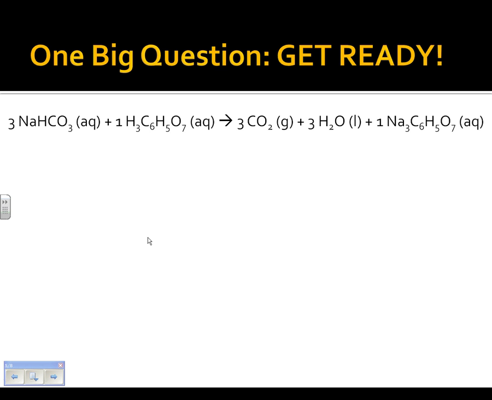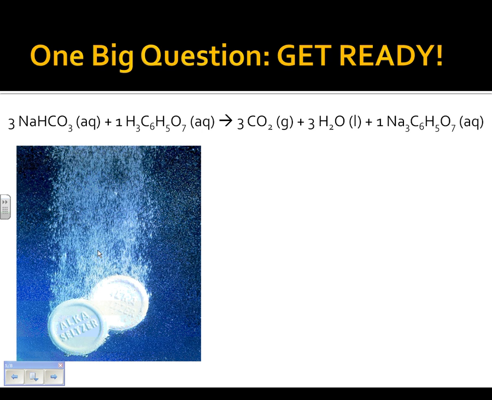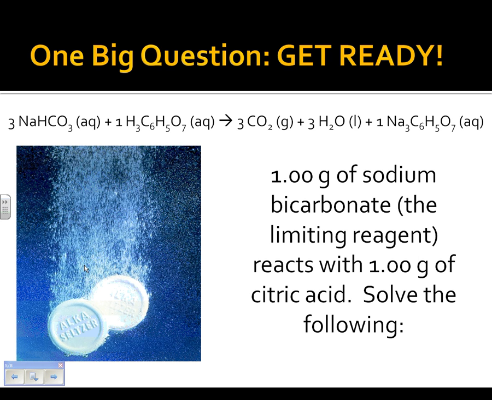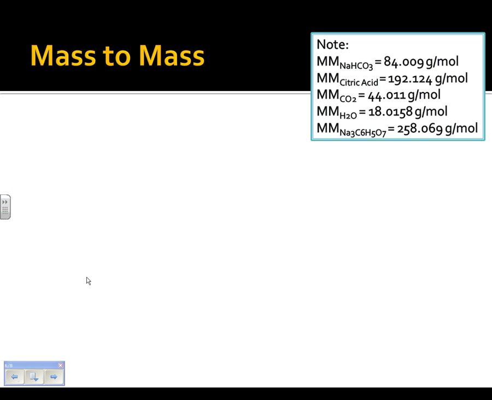In this reaction, 1 gram of sodium bicarbonate, the limiting reagent, reacts with 1 gram of citric acid. We are now going to use stoichiometry to figure out how much carbon dioxide will be produced in this reaction. Looking at the mole map, we can see that we are going from mass of A, which will be sodium bicarbonate, to mass of B, carbon dioxide. We use sodium bicarbonate as mass of A instead of citric acid because it is the limiting reagent.